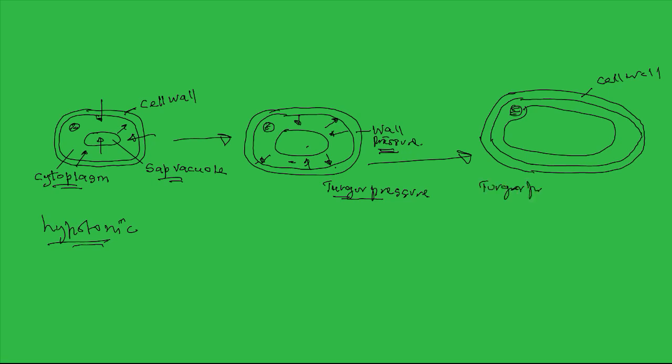Now, plant cells do not burst because the tough cellulose that makes up the cell wall can resist very high pressure. So as much as the turgor pressure acts outward, because of the presence of the cellulose, the cell wall will not burst, it will not give in to the outward pressure.